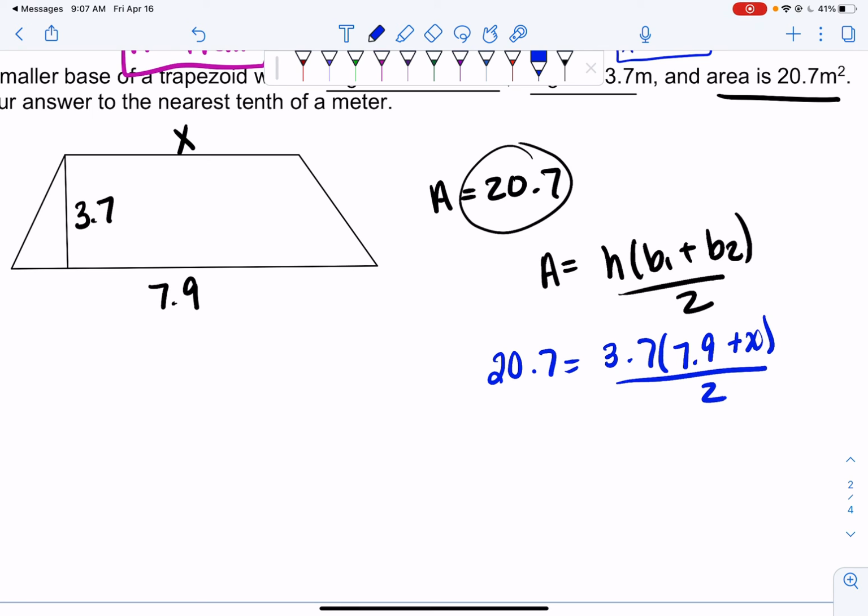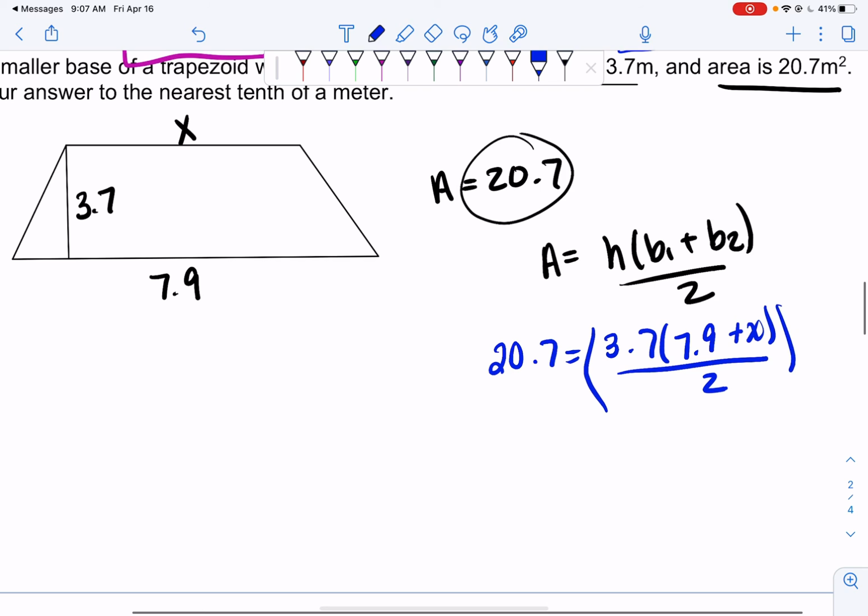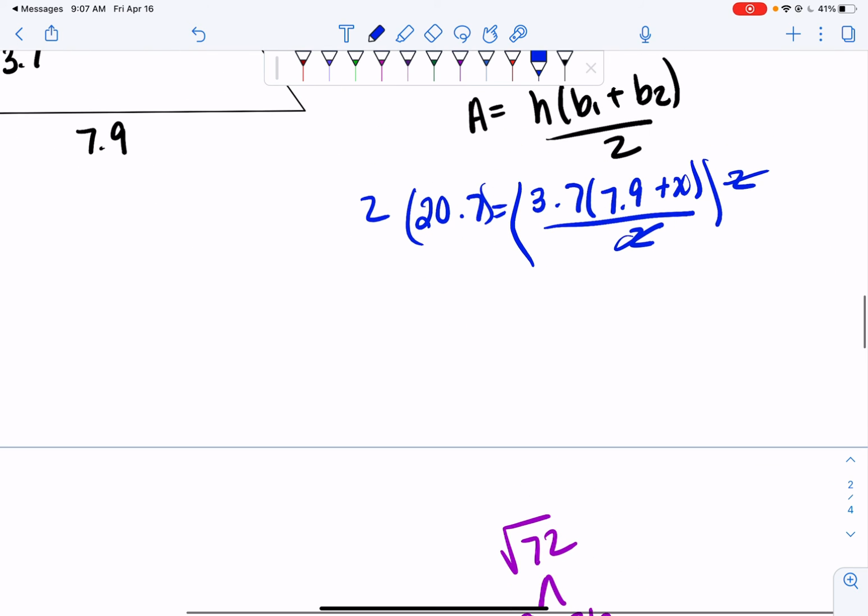First thing I'm going to do, you ready? How do I get rid of a divide by 2? I multiply by 2. So I'm going to multiply both sides of my equation by 2. So my 2's cancel right here. 2 times 20.7 is 41.4. So I get 41.4 equals 3.7 times 7.9 plus X.